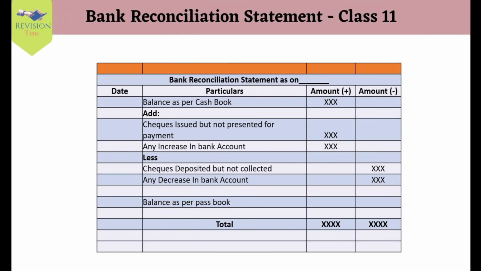Here we will look into the format of bank reconciliation system.